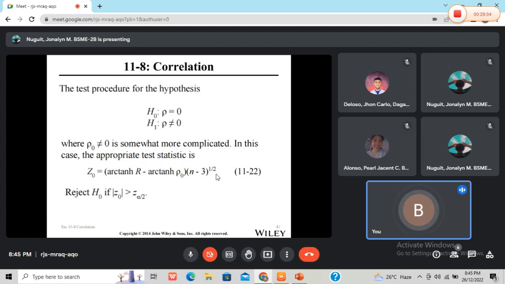Then, where the p-value is somewhat more complicated in this case, the appropriate test statistic is z0 equals the hyperbolic inverse tangent, arctanh of r, minus arctanh of rho0, times n minus 3 to the power of 1/2. Then we can reject the null hypothesis.